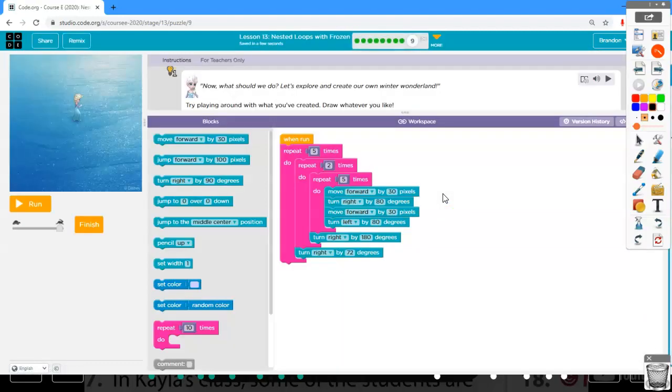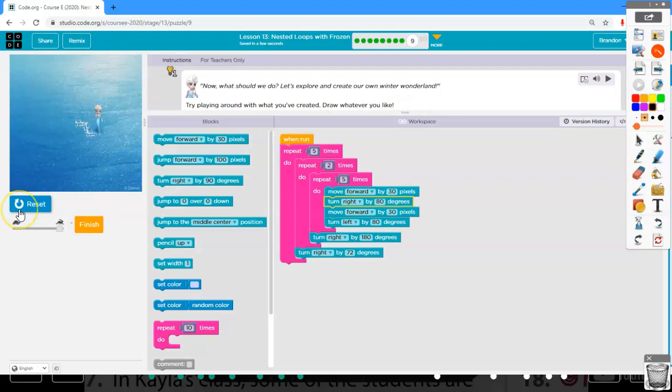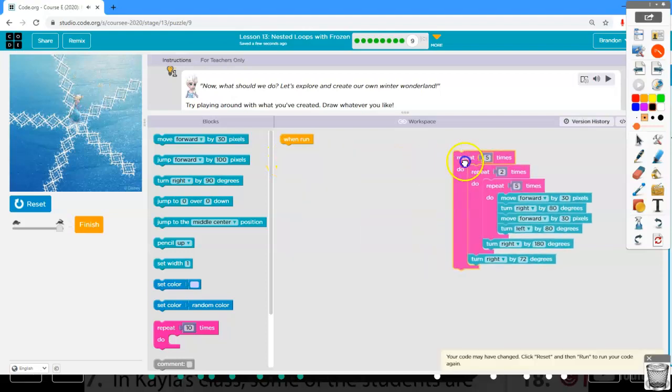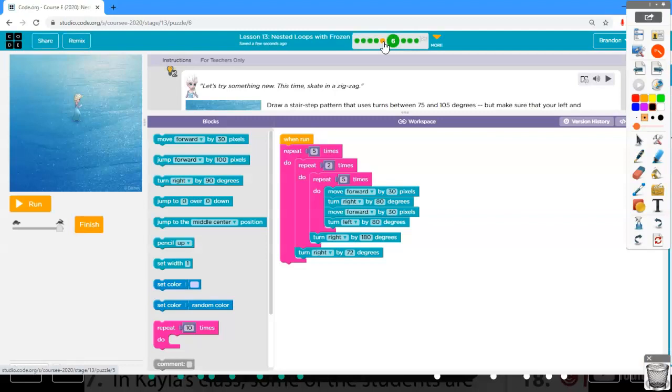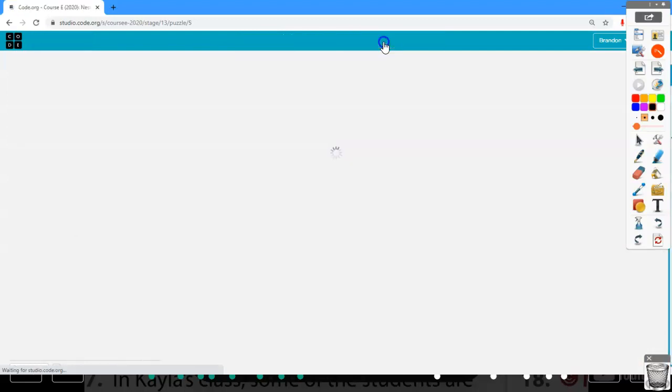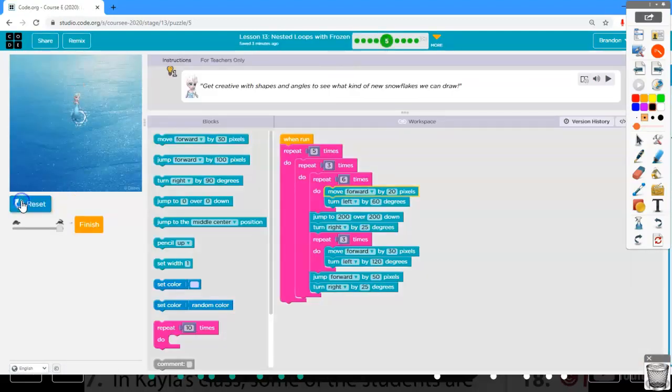So lastly, it says, now what should we do? Let's explore and create our own winter wonderland. Try playing around with what you've created. Draw whatever you like. So I can use this right here. I like that shape. And now I'm going to draw another shape just on top, because I like that pattern that we did with the, I think, lesson 5. Yeah, I like this pattern right here. So I'm going to draw a shape like this on top of my other snowflake shape.